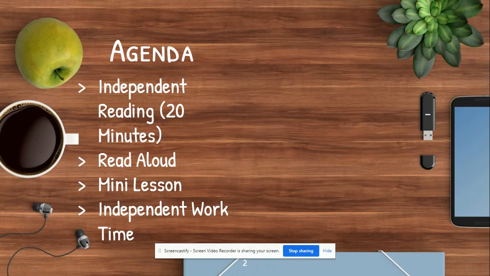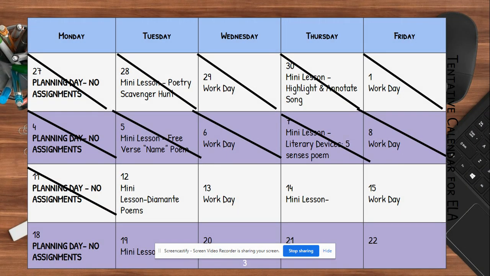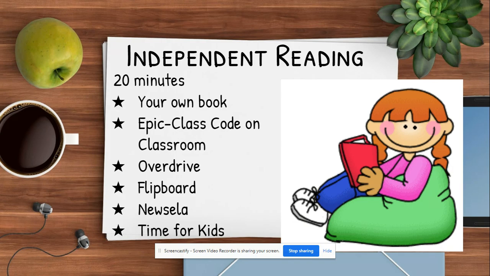So your agenda: independent reading for 20 minutes, your read aloud, mini lesson, and then your independent work time. So today's lesson is about Diamante poems. Remember, for your independent reading for 20 minutes, you have a lot of choices. Make sure that you are reading.